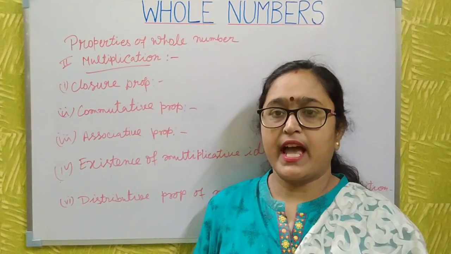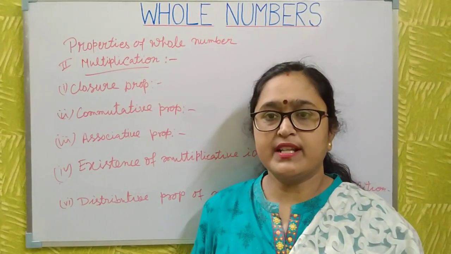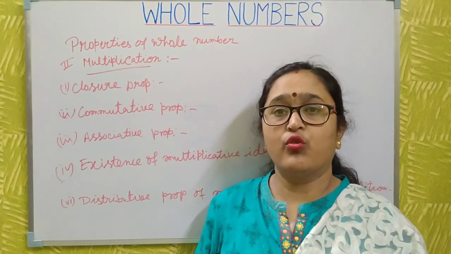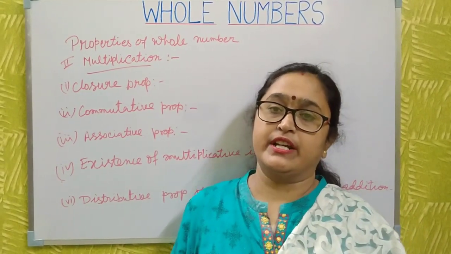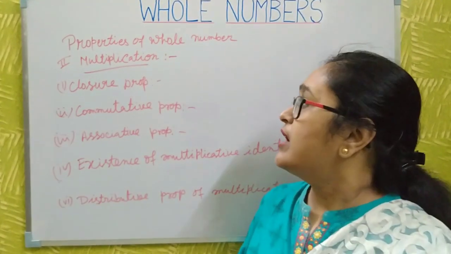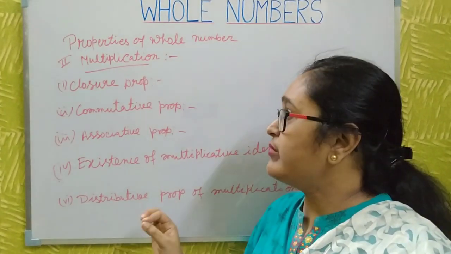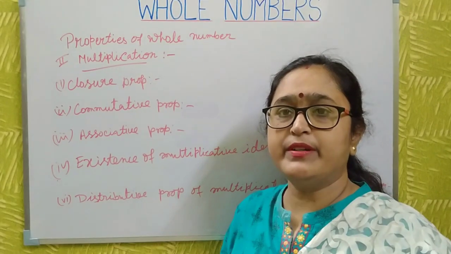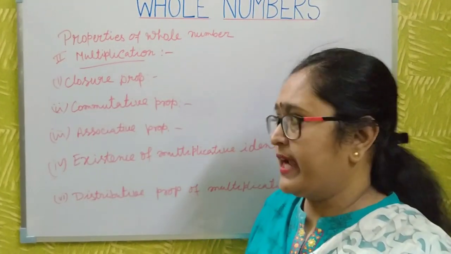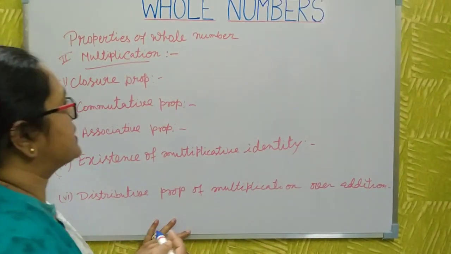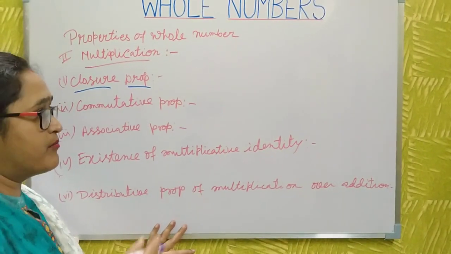Today I discuss the whole number in class 6. In the previous class I already discussed the whole number and the properties of whole number under addition. Today I discuss the properties of whole number under multiplication. The same properties, addition and multiplication, have the same property in whole number. Now, what is the closure property of multiplication in the whole number?